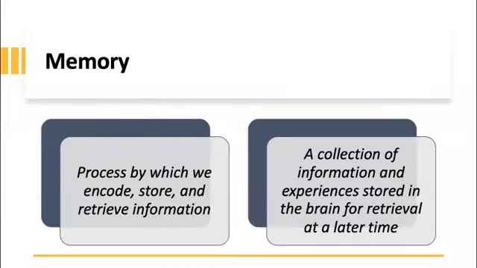So, how do we define memory? It is the process by which we encode, store, and retrieve information that we receive from our environment. So, our memories are a collection of information and experiences that you have been exposed to throughout your life that are stored in the brain to be retrieved at a later time.